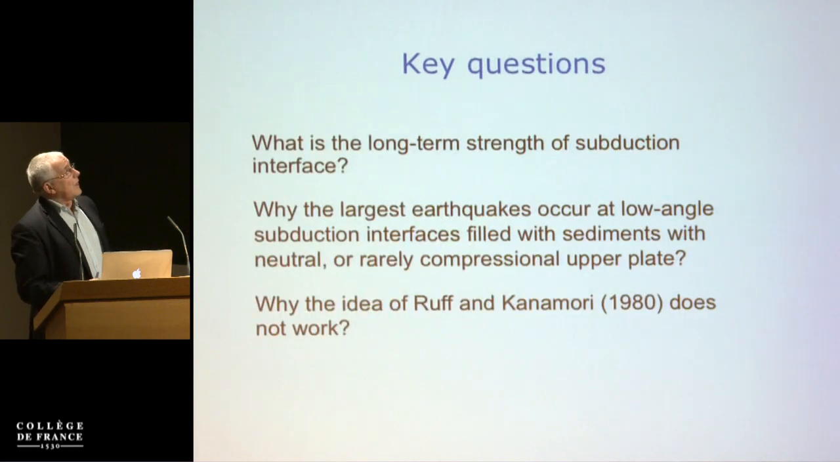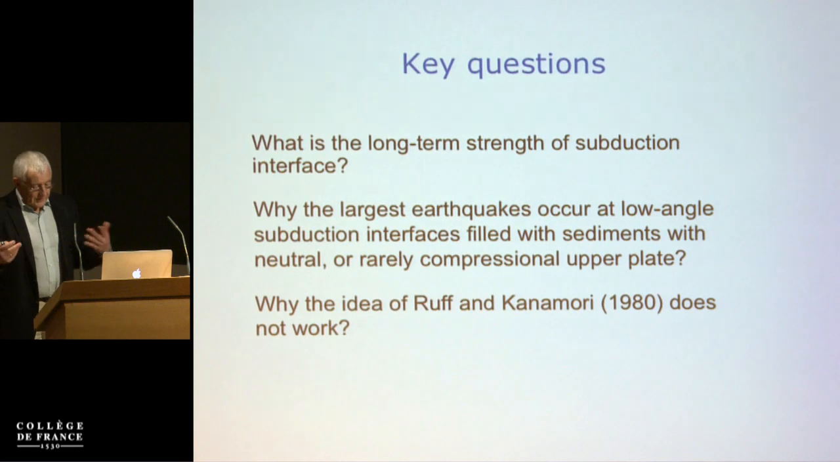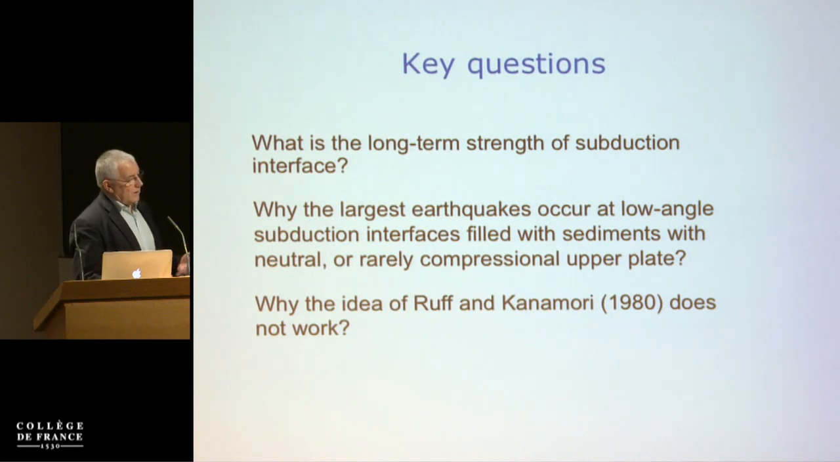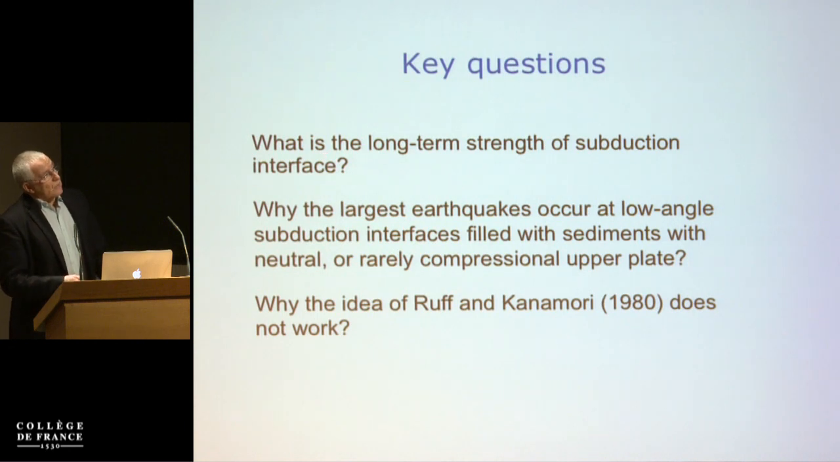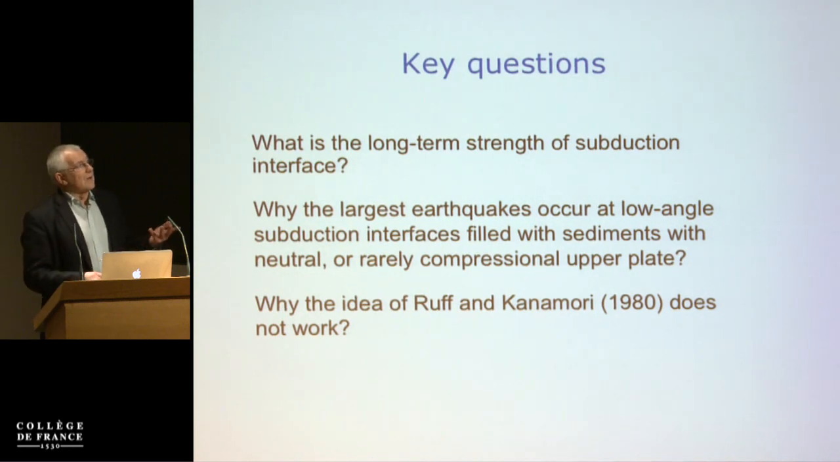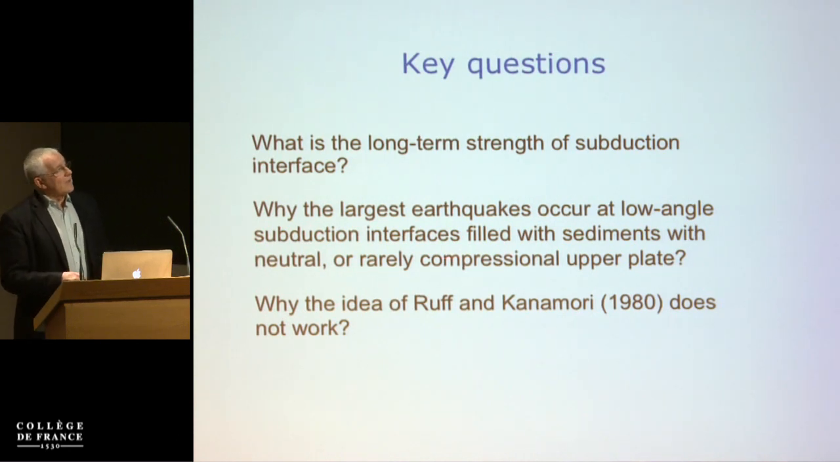Okay, so now the key questions which I am going to address here. First of all, we'll begin by looking at the strength of the subduction interface from a long-term perspective. What is the long-term strength of the subduction interface? Second, why do the largest earthquakes occur at low-angle subduction interfaces filled with sediments, with a neutral or rarely compressional upper plate? And why does the idea of Raff and Kanamori not work?